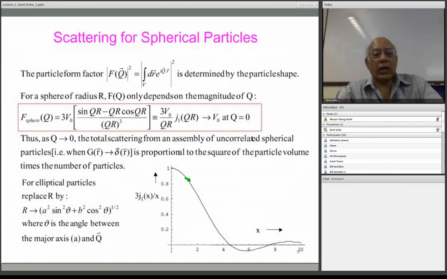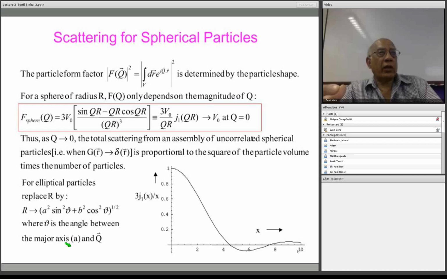Having gone there, now let's go into this in a little more detail. The scattering from spherical particles, as I've said before, is given basically by this quantity squared: 3 times the volume of the sphere times sine QR minus QR cosine QR, and the volume here is defined as tending to the volume as Q goes to 0. It's a function that goes like this; it oscillates. For elliptical particles, this is replaced by this expression, where this is the angle between the major axis, if it's an ellipsoidal particle, and Q.